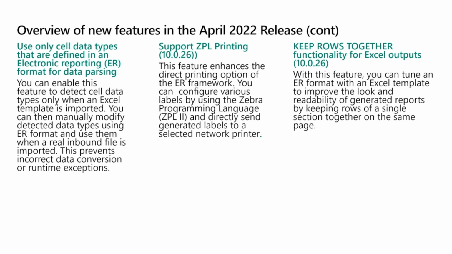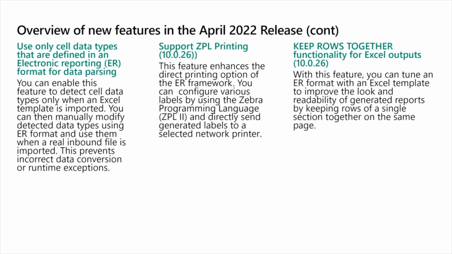This feature, which we call Support ZPL Printing, allows direct printing by configuring ER using Zebra programming language, ZPL2. And after you did it, you can directly send these generated labels from the configuration to a selected network printer. Most of this functionality is already available in the system, but we enabled integration of these functionalities with ER, so you can use ER to configure ZPL.